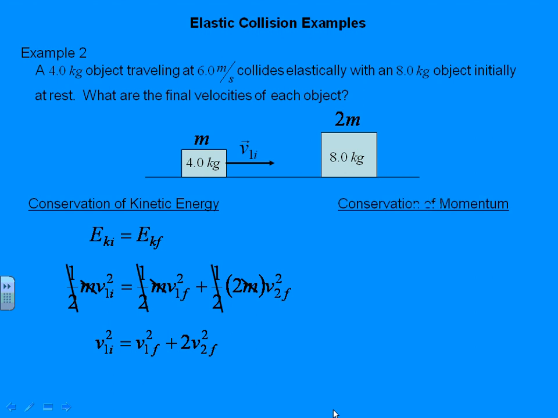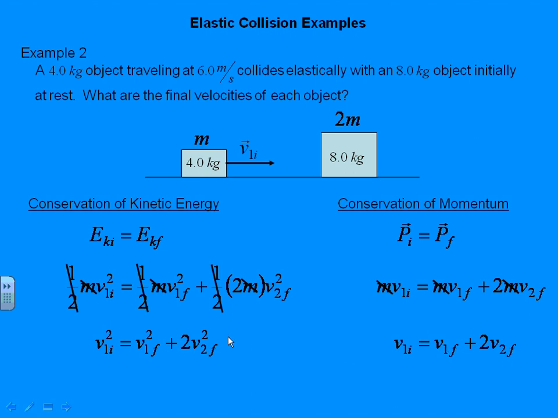However, we also know that momentum is conserved. It means the initial momentum of the system is equal to the final momentum of the system. The initial momentum of the system is simply the momentum of the 4 kilogram block, since it's the only one moving, which would be its mass times its initial velocity. The final momentum is the sum of the momenta of the two blocks, m times v1f plus 2m times v2f. Notice here again 2m because it's twice the mass. The m's cancel, and we get a second equation. This one even simpler, but still this equation has two unknowns.